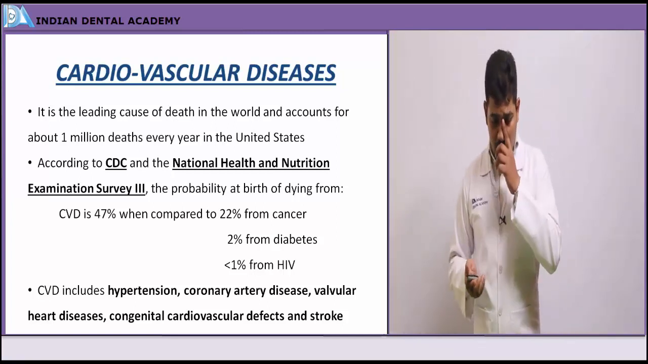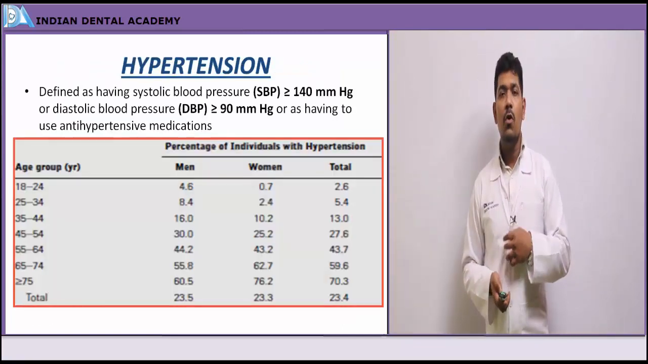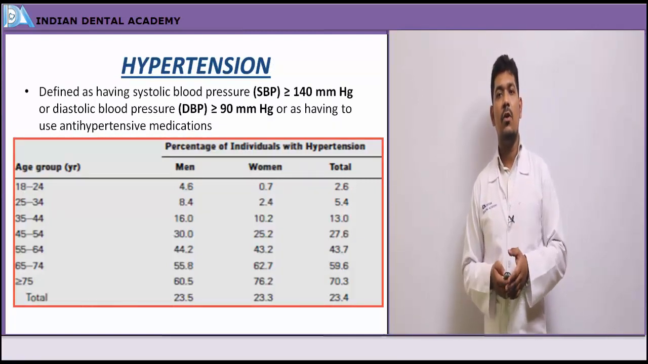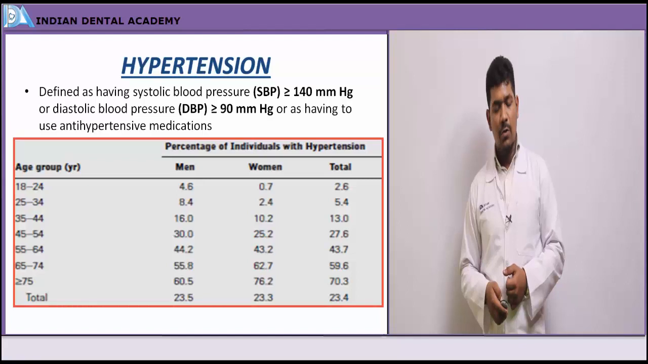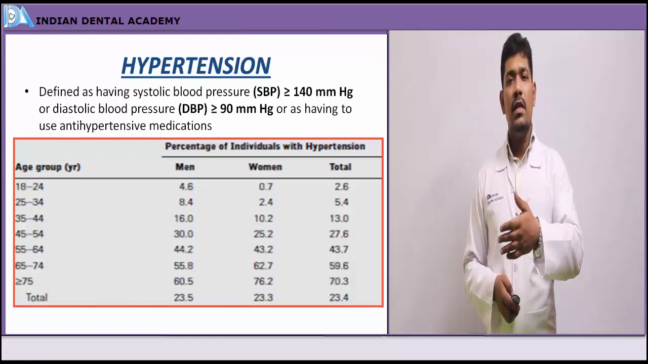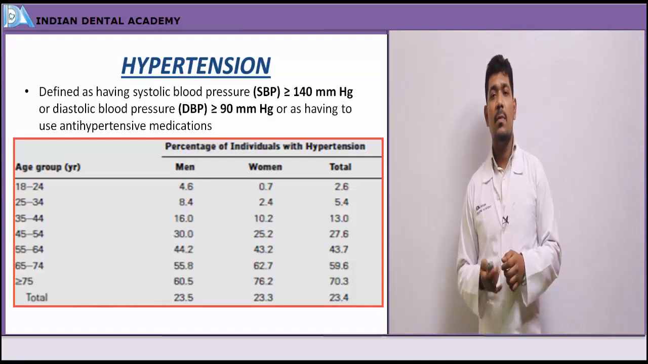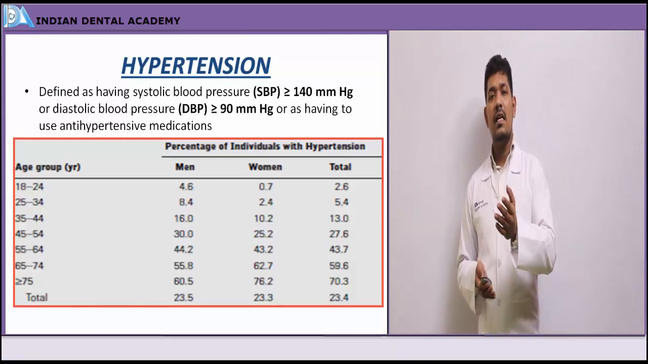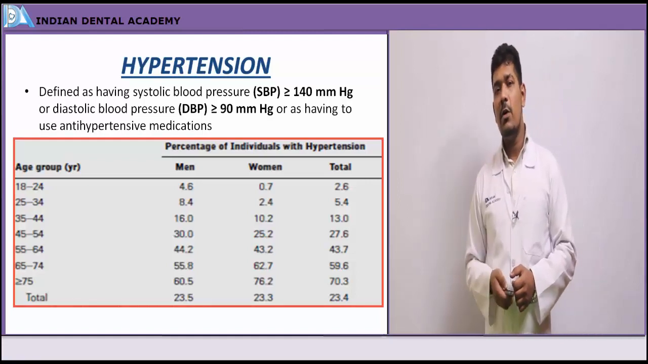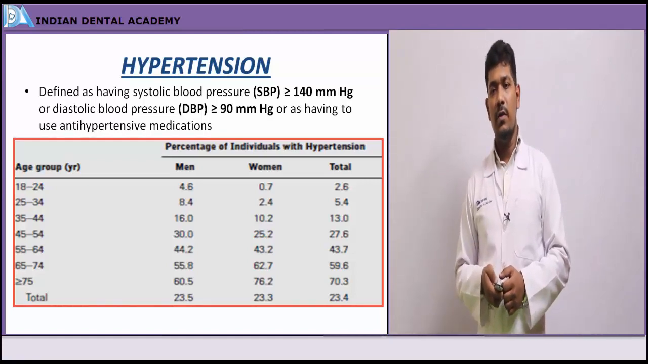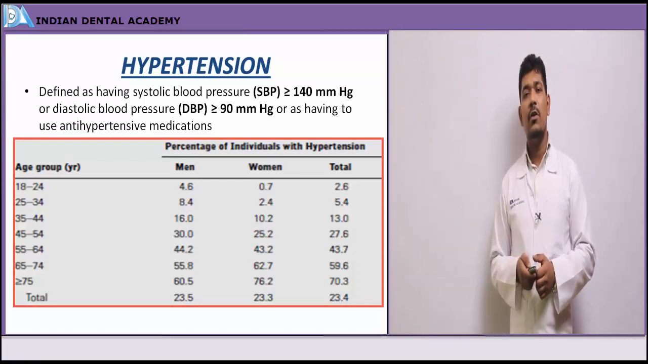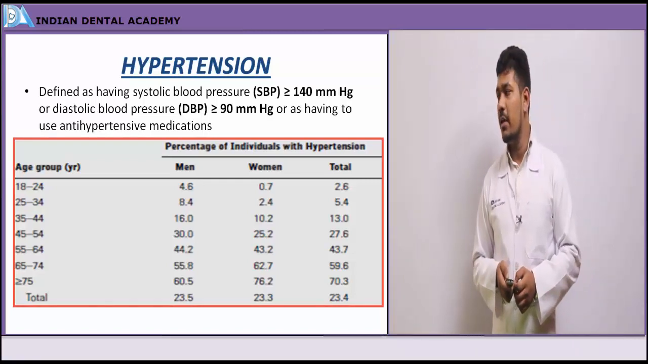In cardiovascular diseases, one of the most common conditions is hypertension, or high BP in layman terms. According to the CDC or American Dental Association, hypertension is defined as any condition wherein your systolic blood pressure goes more than or equal to 140 millimeters of mercury, and the diastolic blood pressure, also known as DBP, is greater than or equal to 90 millimeters of mercury.